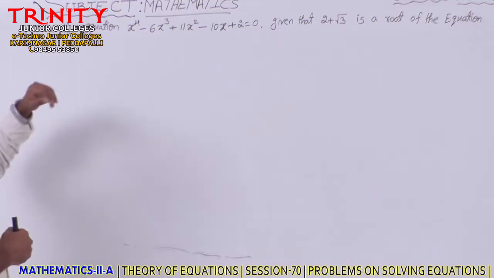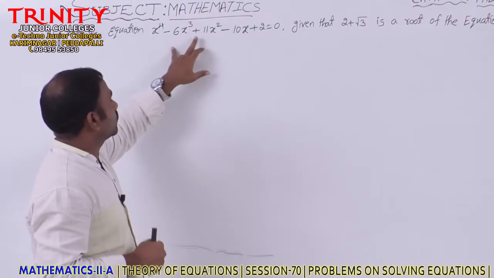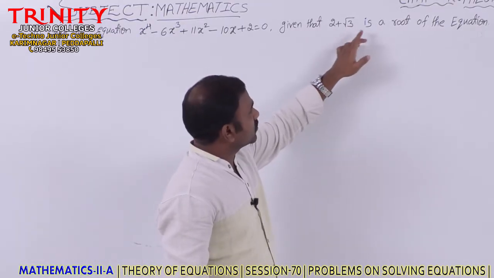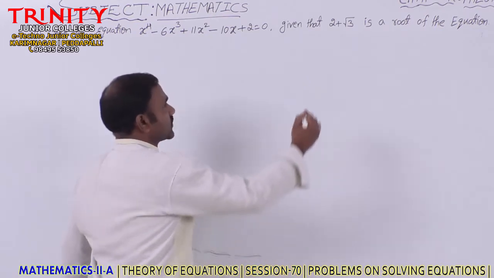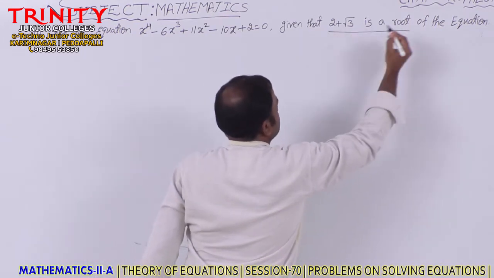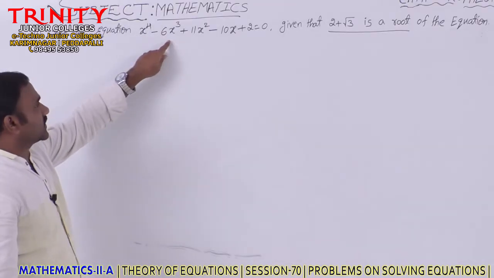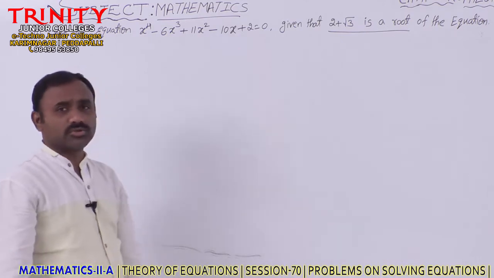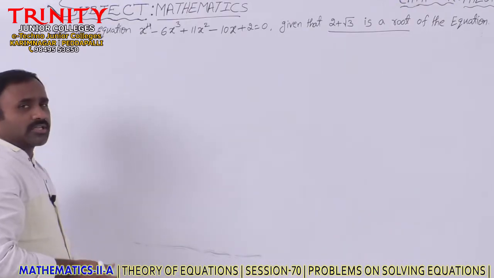See one problem. Solve the equation x power 4 minus 6x cube plus 11x square minus 10x plus 2 equal to 0, given that 2 plus root 3 is a root of the equation. It was given that 2 plus root 3 is a root of the equation x power 4 minus 6x cube plus 11x square minus 10x plus 2 equal to 0. It is a biquadratic equation, a fourth degree polynomial.